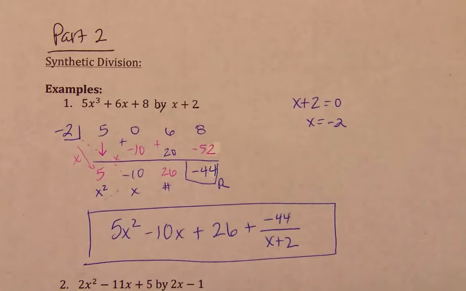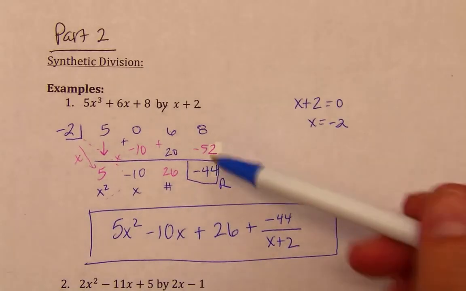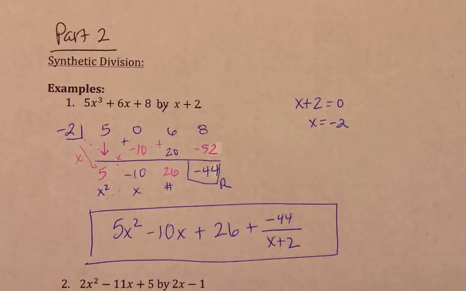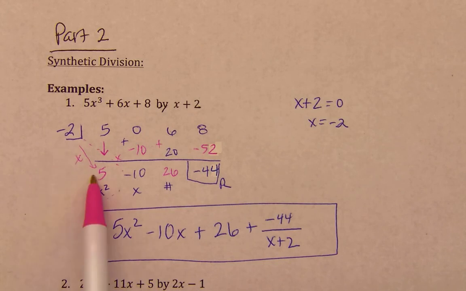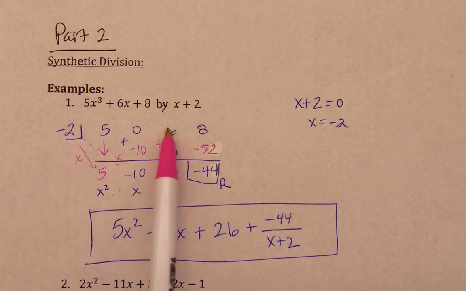And that's our answer. So I know that was kind of a lot, and I messed up a couple of our numbers here, but you may want to go through that process again. So let me just talk about it briefly again. We brought our 5 down, we multiplied negative 2 times 5 and got negative 10. Then we added, then we multiplied, then we added.